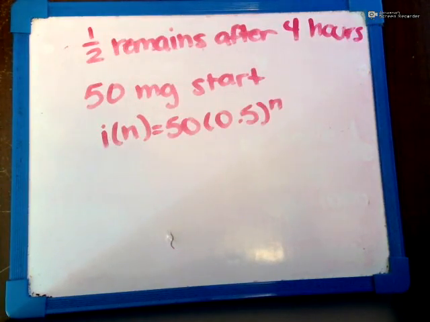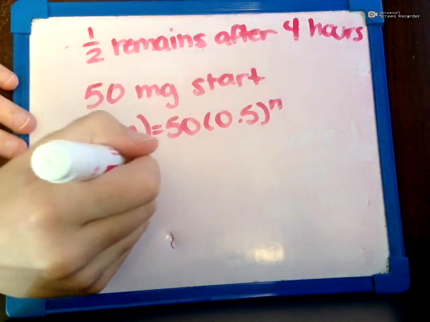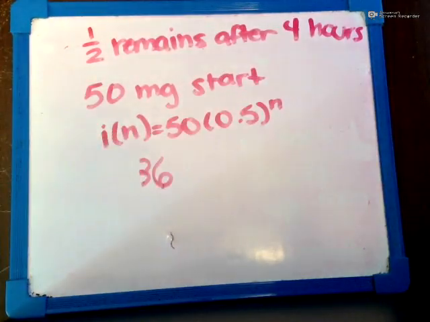Half of a radioactive isotope remains after every 4 hours that passes. Suppose 50 milligrams of the isotope is created in an experiment. This situation is modeled by the function I of n is equal to 50 times 0.5 to the power of n, where n is the number of 4-hour periods and I is the number of milligrams of the isotope remaining. If the isotope is observed for 36 hours, what is a reasonable domain and range for this situation and the scale of each? So 36 hours total.